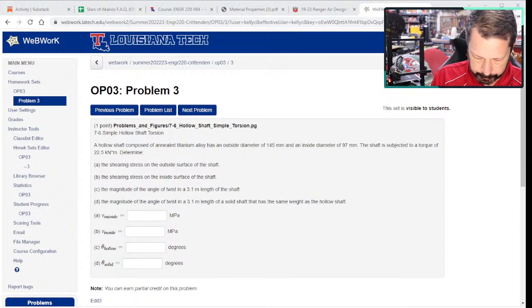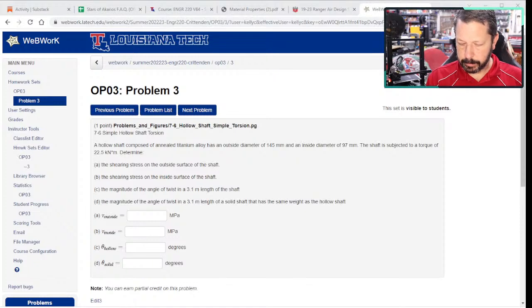1,600, 31.25. Those units would be kilonewton meter squared. Oh no, that's Newton meter squared. And then meters squared would cancel out with meters to the fourth to leave meters squared, and I'd have newtons per meter squared, which is a Pascal.